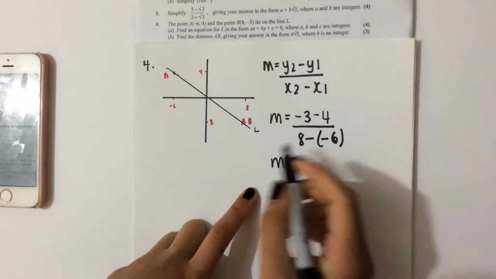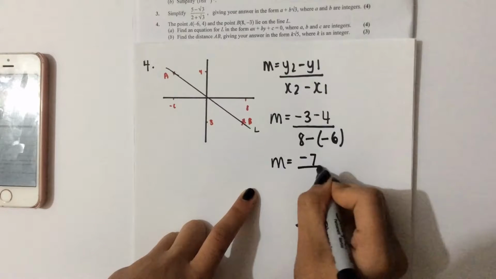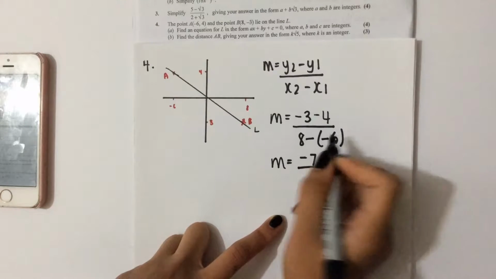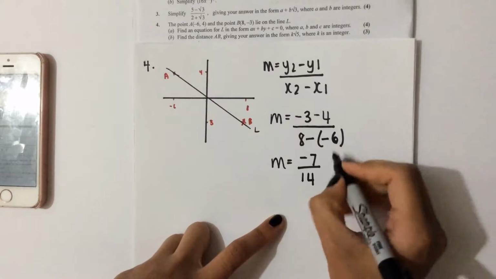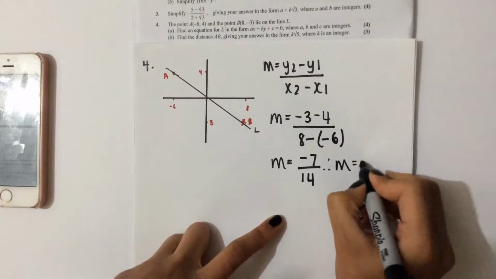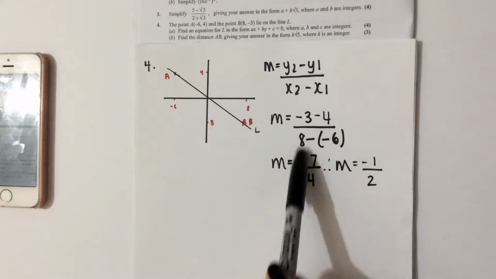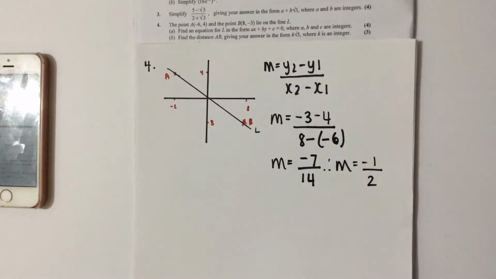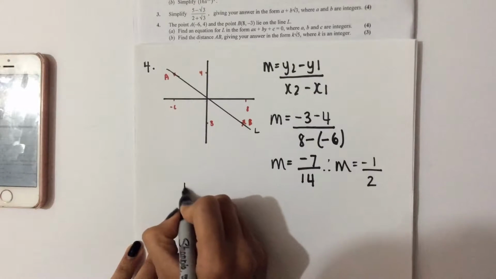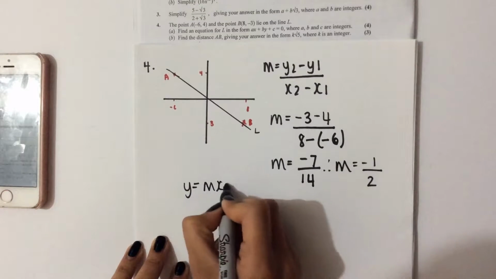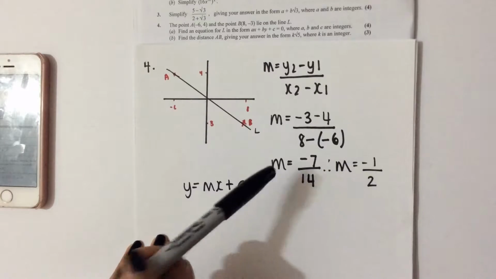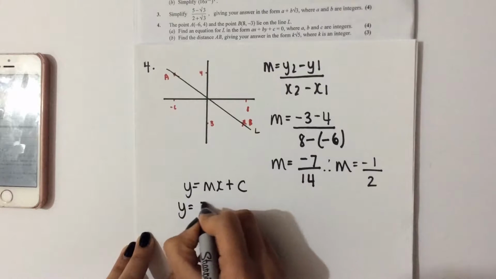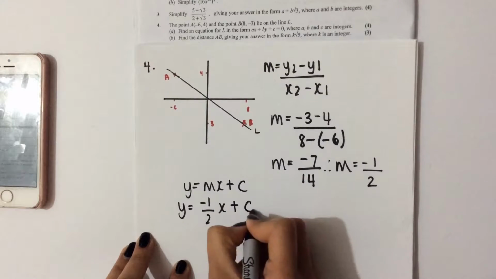So then we just simplify that, so we get -7 over the 8 plus the 6, because the two negative signs make a plus, so we get -7 over 14. Therefore we can simplify that down to -1/2 just by dividing both sides by 7. So you can really substitute it into any line equation you want, but I usually use y equals mx plus c. And now we substitute our value for m into there because we're finding the equation of the line. So we get y equals -1/2 x plus c.